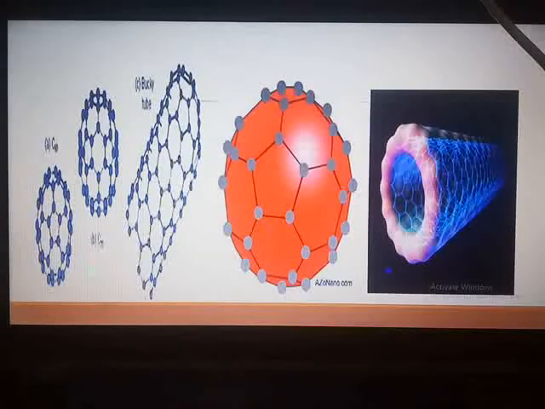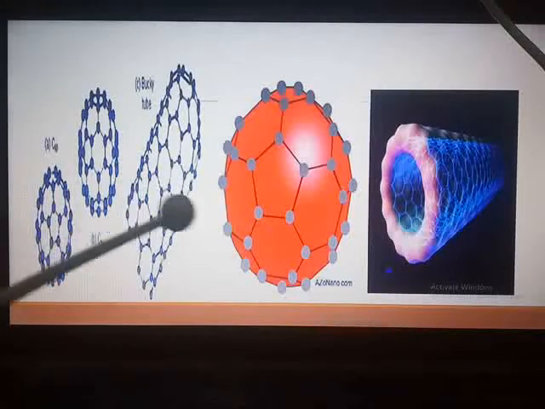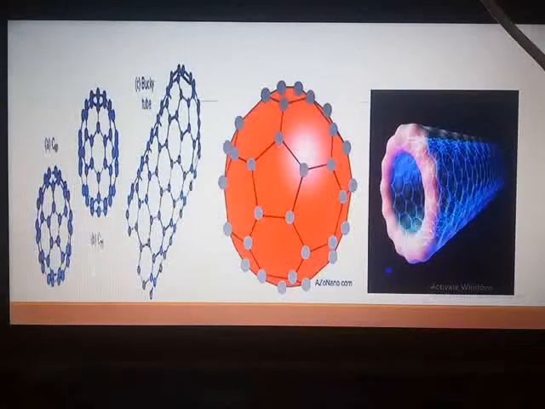When the fullerene is spherical, round, then you call it buckyballs. Why? Because they resemble the balls which are used in soccer. And when they are found in the cylindrical state, they are referred to as bucky tubes. The cylindrical fullerene structure is called bucky tubes.